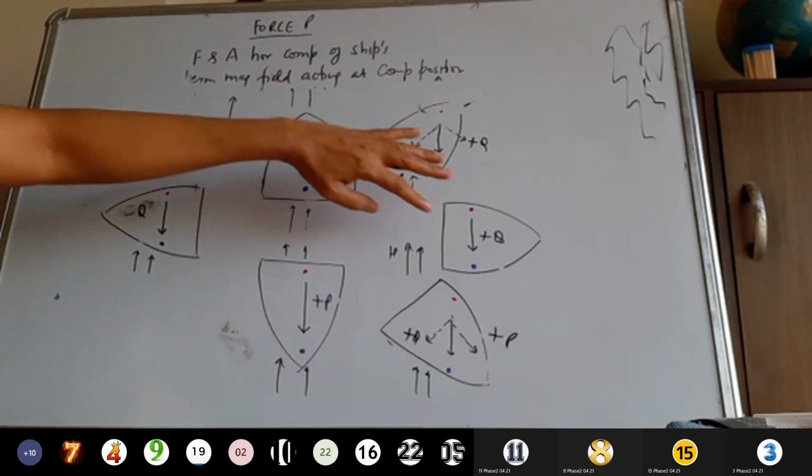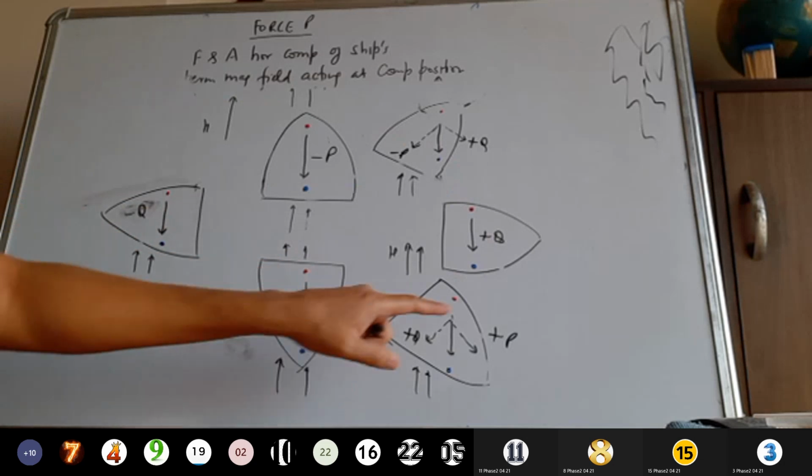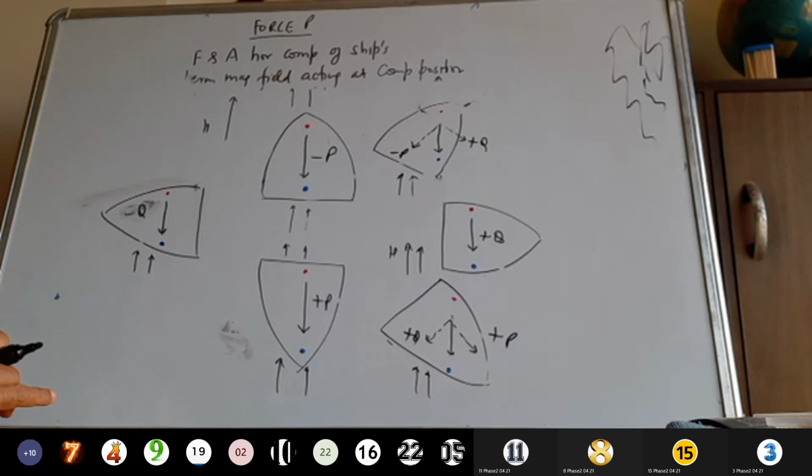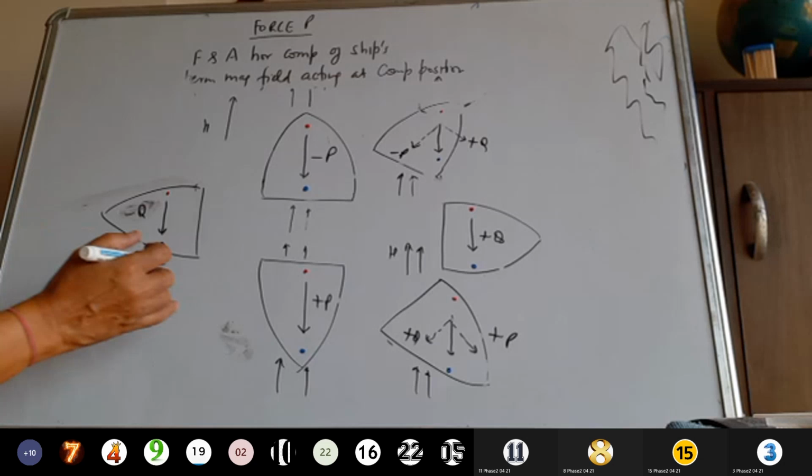So a vessel which is built in the southeast quadrant will always have plus P and plus Q. Suppose a ship is built on a heading of 135, then that vessel will have plus P and plus Q. Is it understood? Yes, sir.